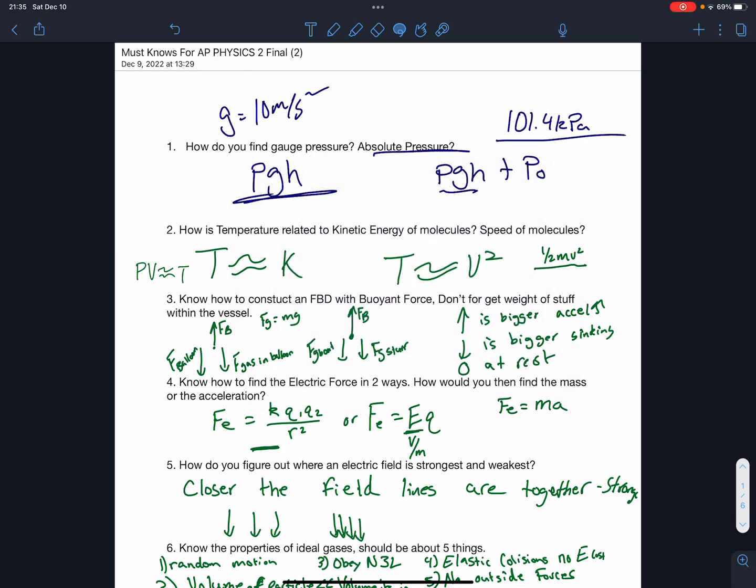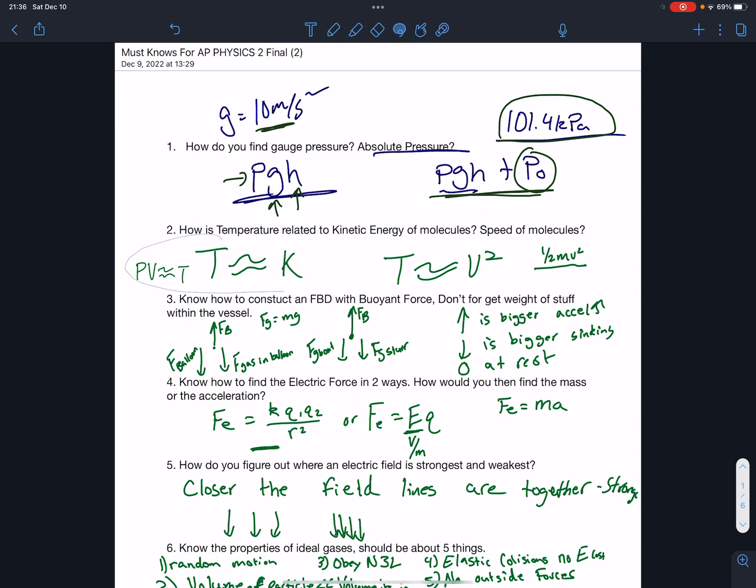Number one, how to find the gauge pressure. So gauge pressure, if you'll remember, is just rho g h. This is density, and this is gravity, the acceleration due to gravity, and this is the height below the surface of the fluid. And g is always 10. If you want absolute pressure, it is the gauge pressure plus the atmospheric pressure, and that pressure is 101,000 pascals. So that's the difference between the two.